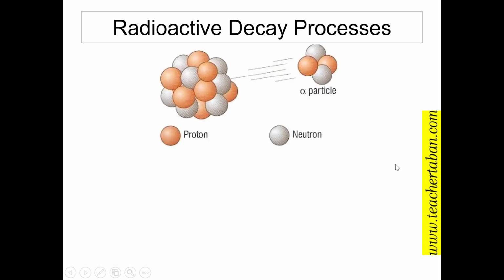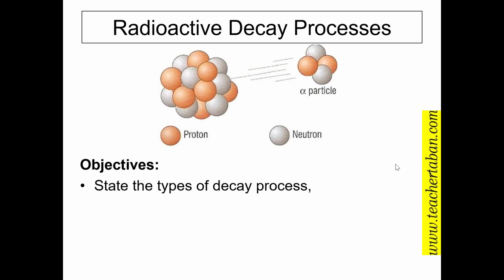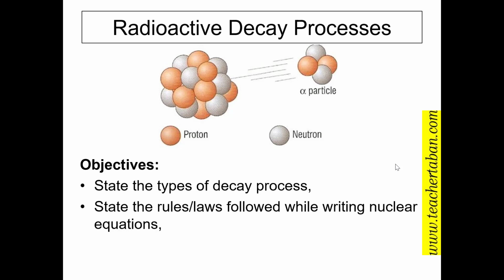So let's begin with radioactive decay processes. The objectives of this lesson are 3 or 4. Number 1 is that every one of us must be able to state the types of the decay processes, that is the alpha, beta, and gamma decay processes. Then we must be able to state the rules that we follow while writing the nuclear decay equations. And then finally, to write balanced decay equations.